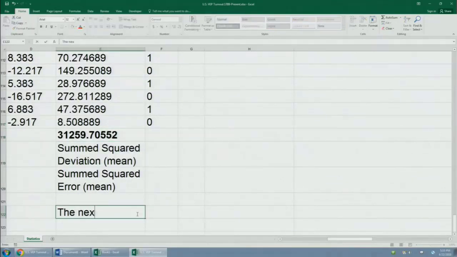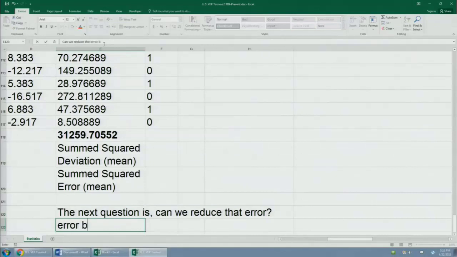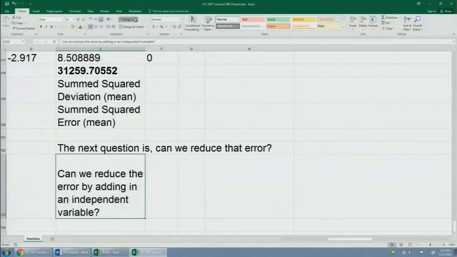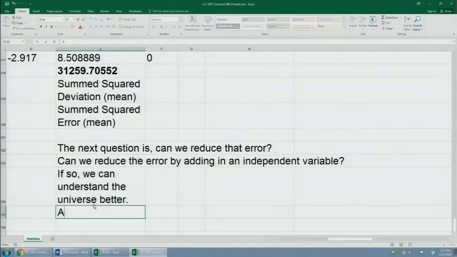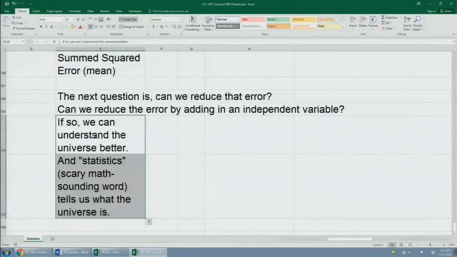The next question is, and I'm going to wrap that right away so we can look at it. There we go. The next question is, can we reduce that error? Can we reduce the error by adding in an independent variable? If so, we can understand the universe better. And statistics, scary math sounding word, tells us what the universe is. And that's what we're doing today.